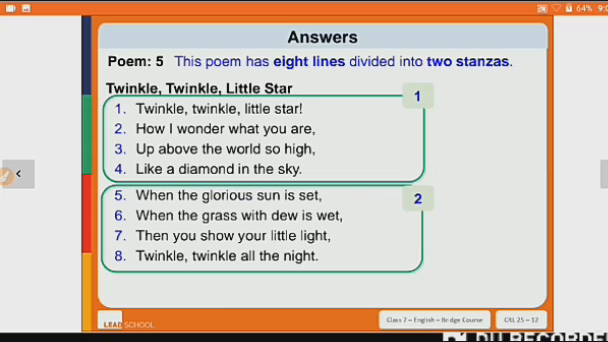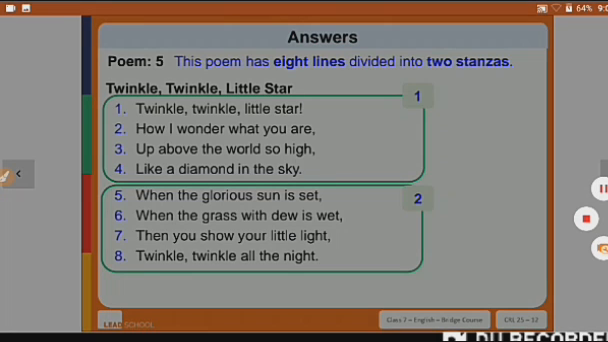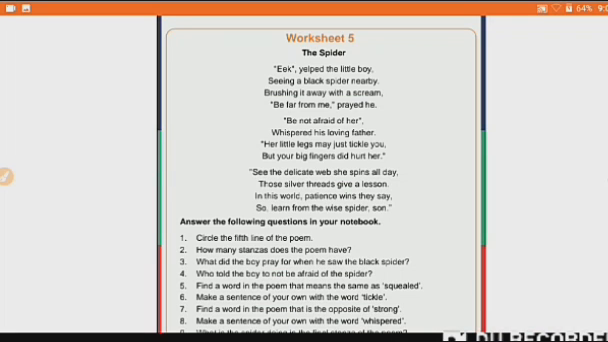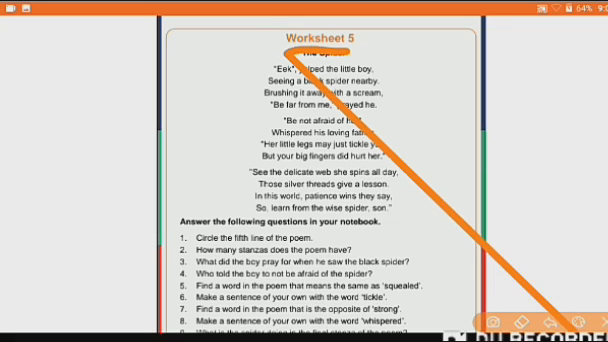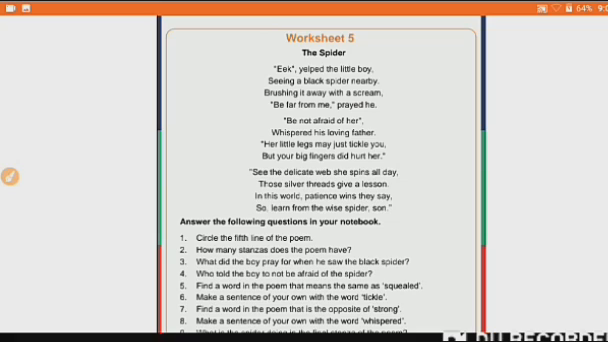Okay, so let's move with the next topic. So students, here you can see our worksheet 5. So in this worksheet 5 we have the poem. The title of the poem, The Spider. What is the name of the title? The Spider. So that is the name of the title. Don't count it as a line. Okay, now let's see.